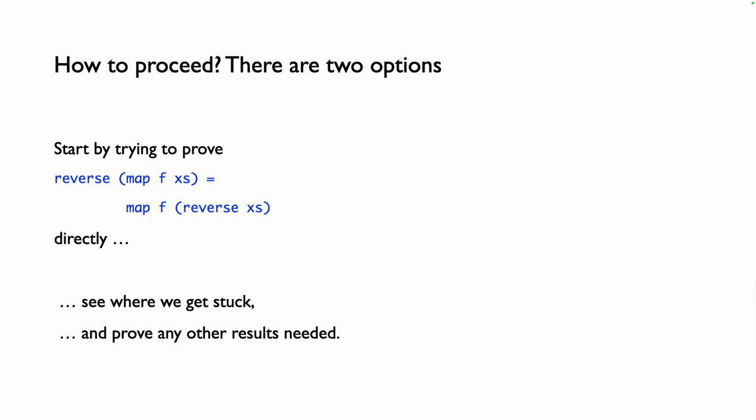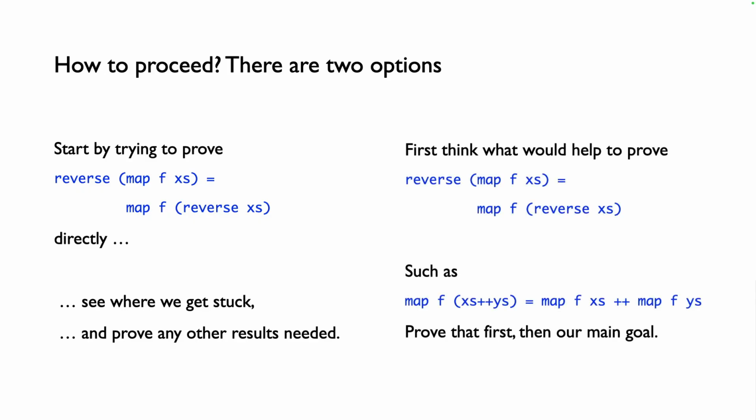So another approach is to say, well, what might help us prove this? And we might realize that one thing that it will be useful to know is that if we join two lists together and perform a map, it's the same as performing the map separately and then joining the results together. And so what we might do is prove these simpler results, or what look like simpler results, first, and then using those get to our main goal.